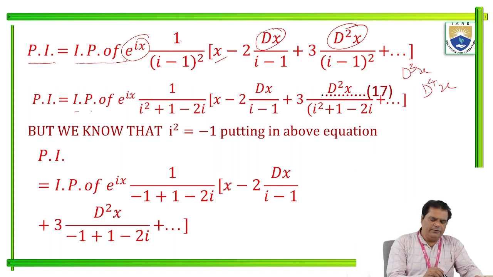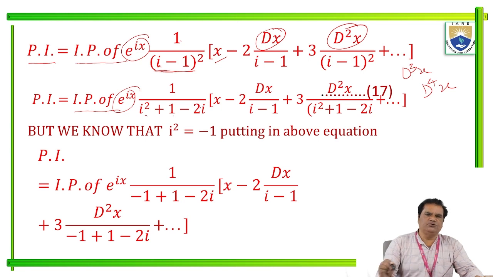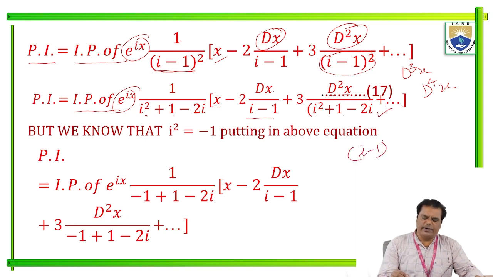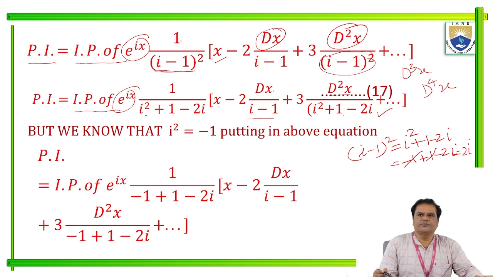So now I.P. of e to the power ix, whole square. Open this whole square: i square plus 1 minus 2i. And x minus 2 Dx upon i minus 1 plus 3 D square x upon (i minus 1) whole square. Open this whole square, i square plus 1 minus 2i. I square is minus 1, plus 1 minus 2i. This 1 cancels. So this is 2i here.